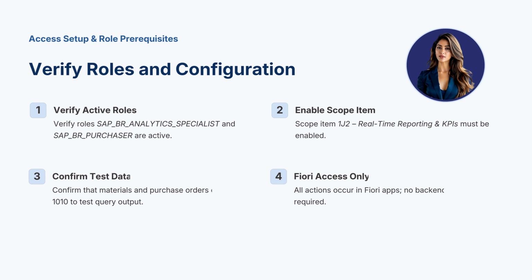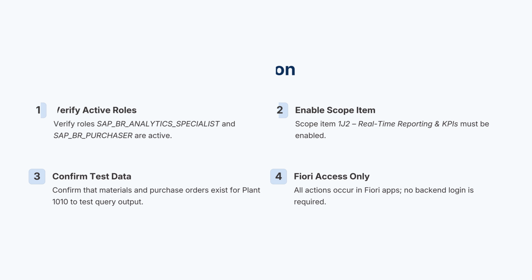Access setup and role prerequisites. Before building, confirm you have the roles SAP BR Analytics Specialist and SAP BR Purchaser. Activate Scope Item 1J2 for real-time KPIs and ensure test data exists for Plant 1010. Remember, this lab is fully Fiori-based. No back-end access is needed. We're operating 100% in the S/4HANA Cloud Public Edition environment.